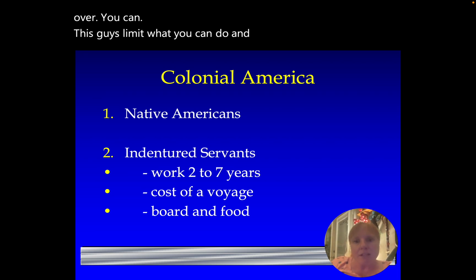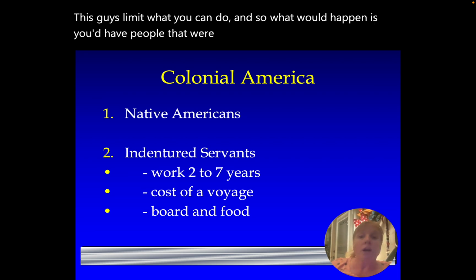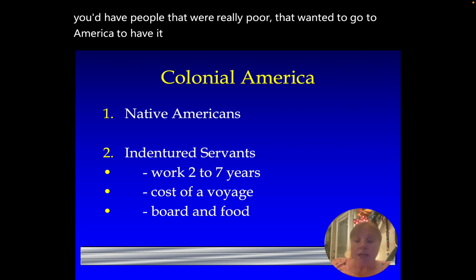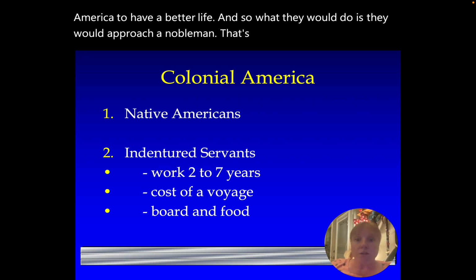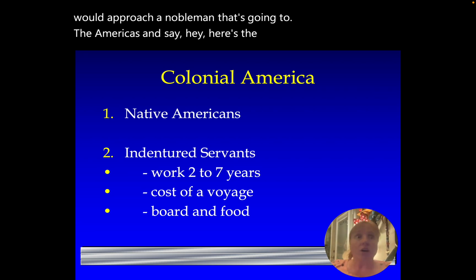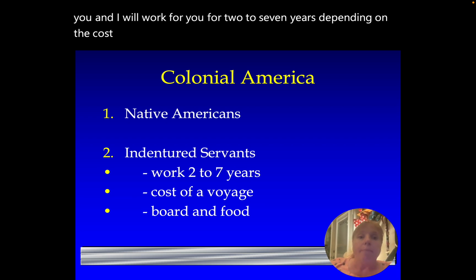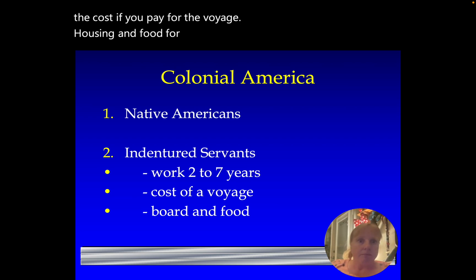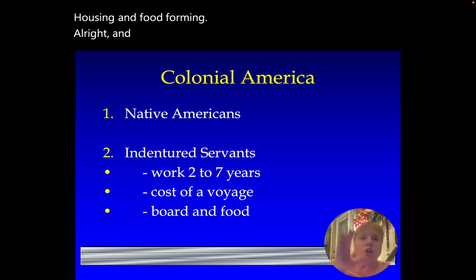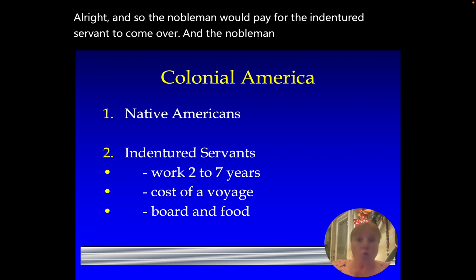And so what would happen is you'd have people that were really poor that wanted to go to America to have a better life. And so they would approach a nobleman that's going to the Americas and say, hey, here's the deal. I'll sign a contract with you and I will work for you for 2 to 7 years, depending on the cost, if you pay for the voyage, housing, and food for me. All right. And so the nobleman would pay for the indentured servant to come over, and the nobleman would have the indentured servant work for them.